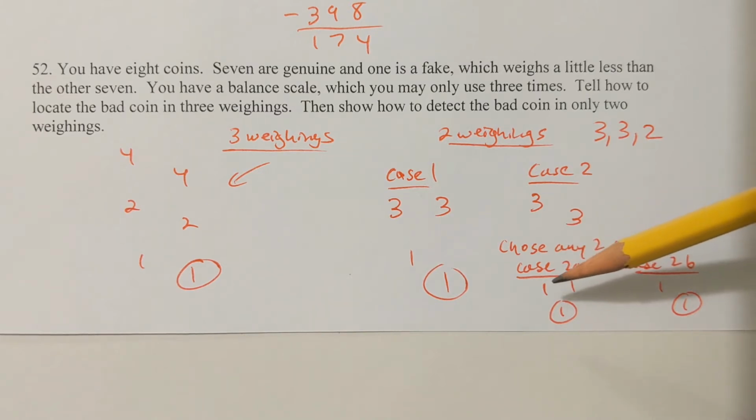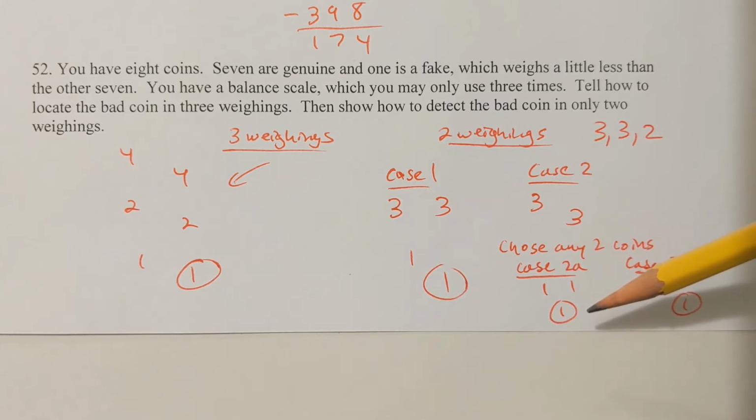Okay, case 2A, if you put 1 on one side, 1 on the other side, and they balance, well, then the one that you did not select was the fake coin. So you identified the fake coin in only 2 weighings. Case 2B, if you put 1 coin on one side and the other coin on the other side, and they don't balance, well, you still identified the fake coin there. Okay?